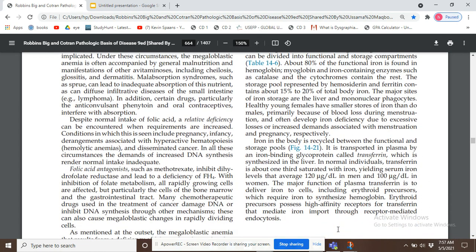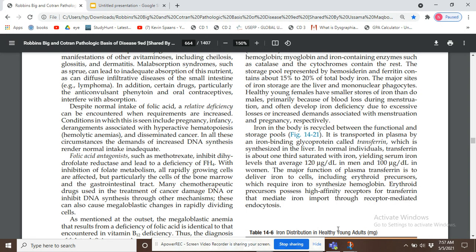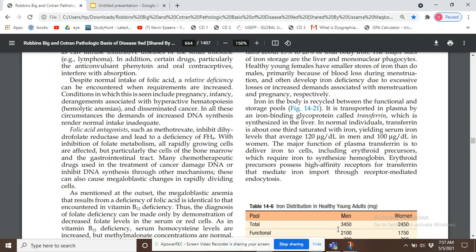So in the diet, we take two types of iron, heme and non-heme iron. Heme iron and non-heme iron, when they enter our body, are present in two forms versus the storage form, which includes ferritin and hemosiderin, which contributes about 10 to 20% of iron, and the other 80% is the hemoglobin and myoglobin and cytochromes. Okay, hemoglobin is the most important functional form of iron. Okay, iron in the body is recycled between the functional and the storage pools.